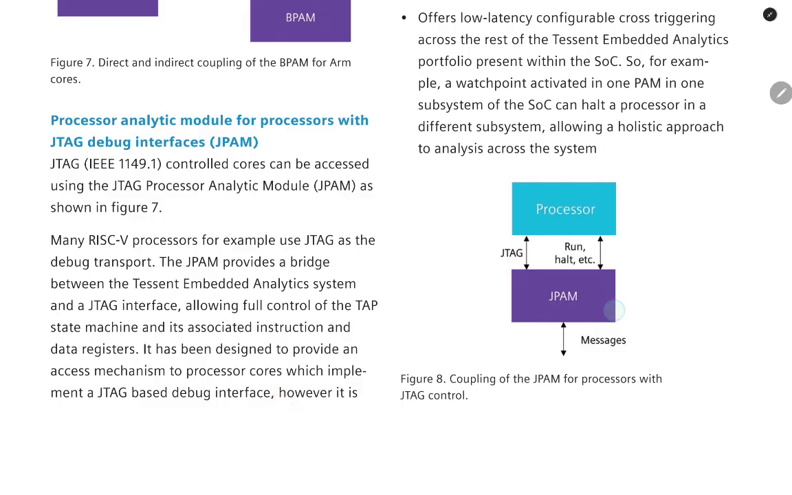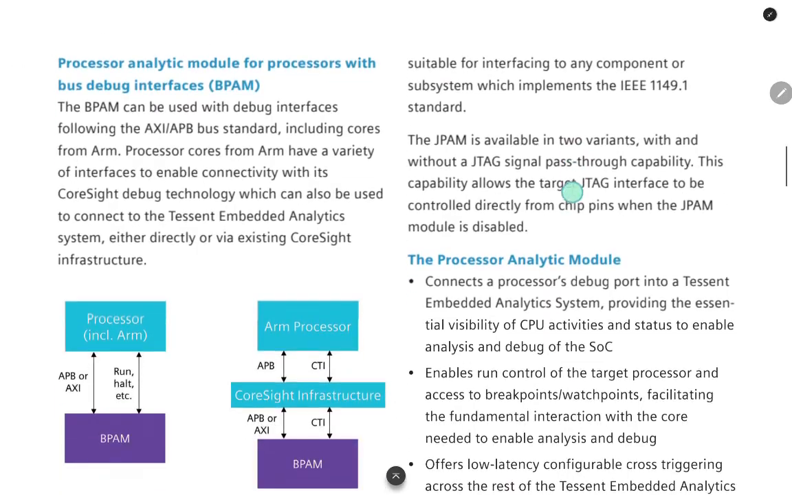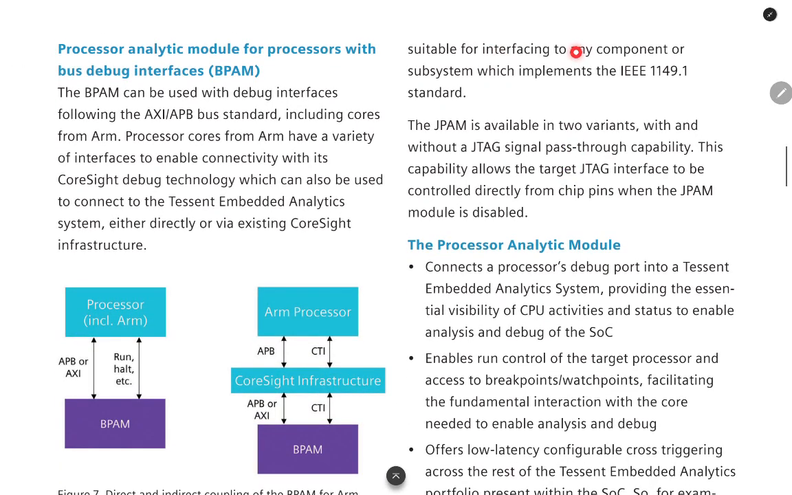However, it is suitable for interfacing to any component or subsystem which implements the IEEE 1149.1 standard JTAG. The JPAM is available in two variants, with and without a JTAG signal pass-through capability. This capability allows the target JTAG interface to be controlled directly from the chip pins when the JPAM module is disabled.